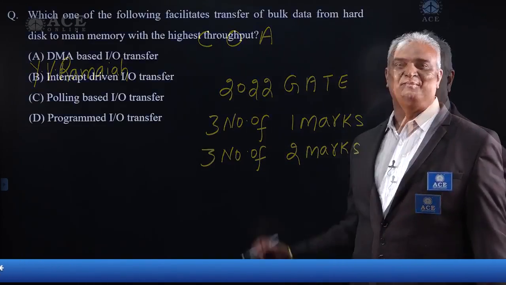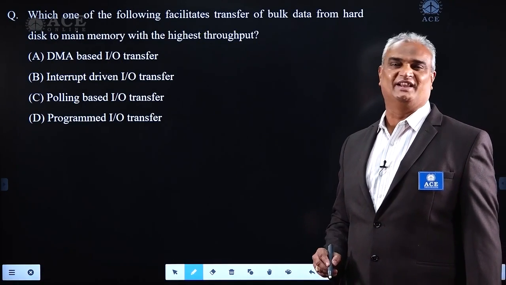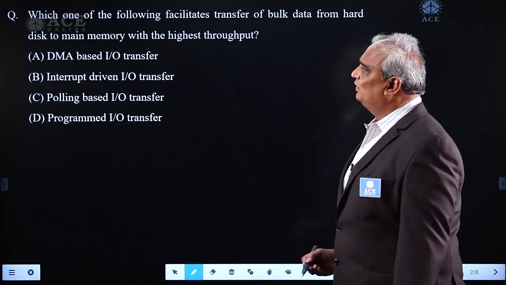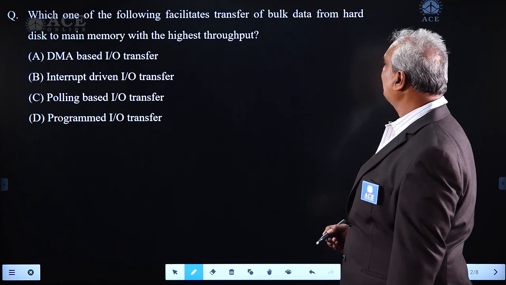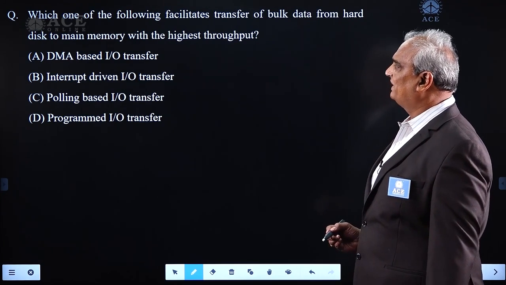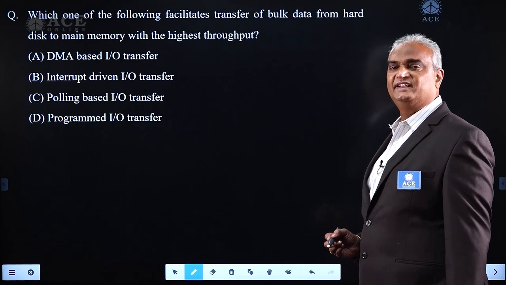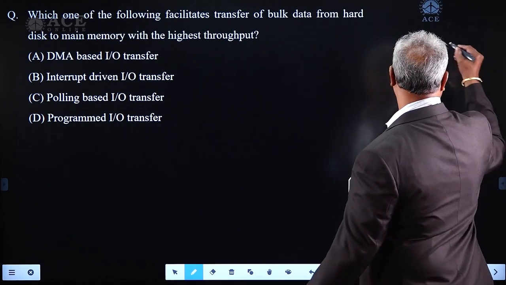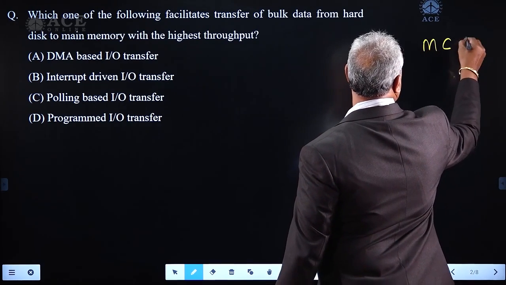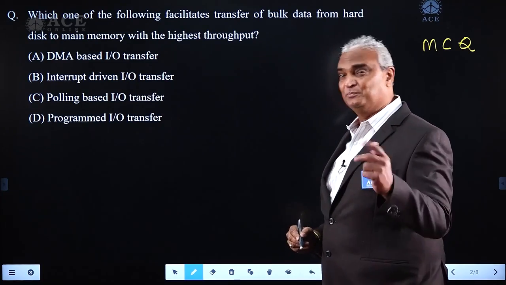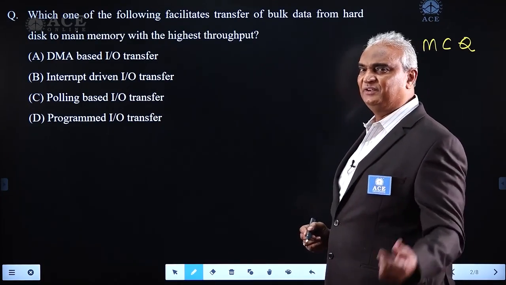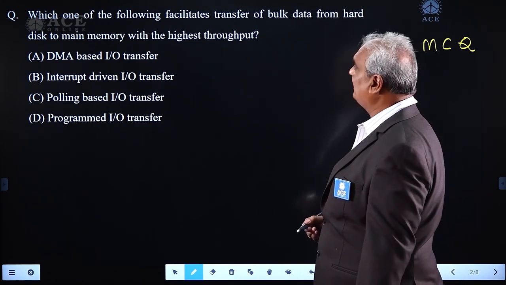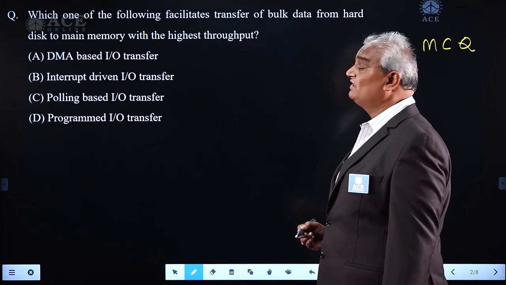Let us start. Observe this question. First, read the question carefully. Try to understand the question, what he gave and what he asked. Which one of the following facilitates transfer of bulk data from hard disk to main memory with the highest throughput? It is multiple choice question, MCQ. And at the same time, simple question it is. I am going to read the question once again.